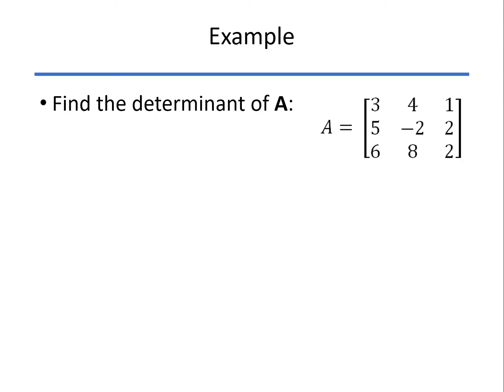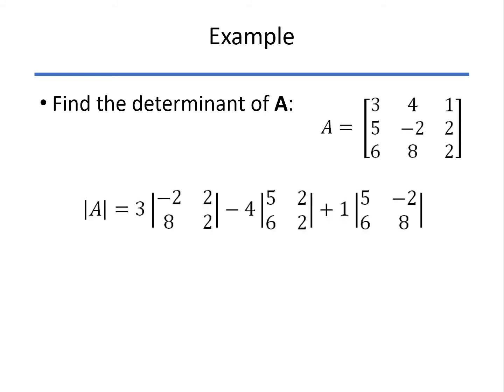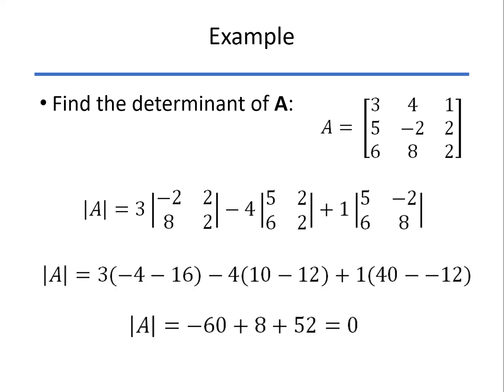Now, I'll skip over some of the math of this. If you want to work through it yourself to check it, then pause it right here. There we've expanded it out based on the elements of the first row. Do the calculations, and in this case the determinant of that matrix comes out to be exactly 0.